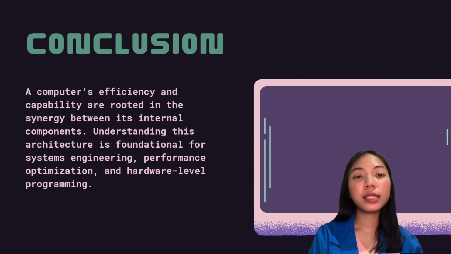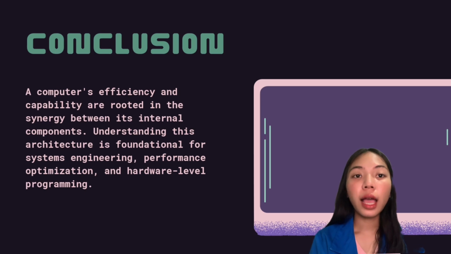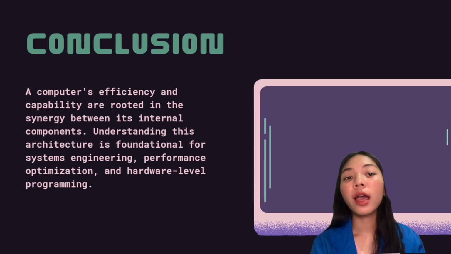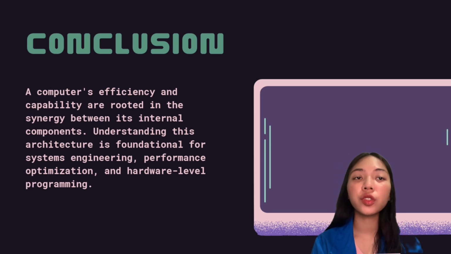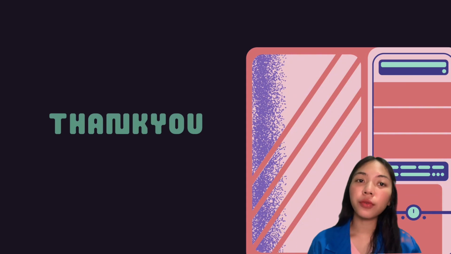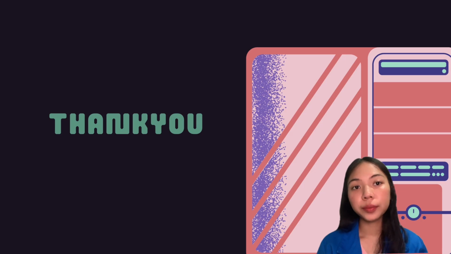A computer's efficiency and capability are rooted in the synergy between its internal components. Understanding this architecture is foundational for system engineering, performance optimization, and hardware-level programming. Every internal component has a specific function, and together they form a powerful system. Understanding them is essential for building, upgrading, and maintaining computers efficiently. Okay, as I said before, the material is still related. Then I'll talk about hardware.